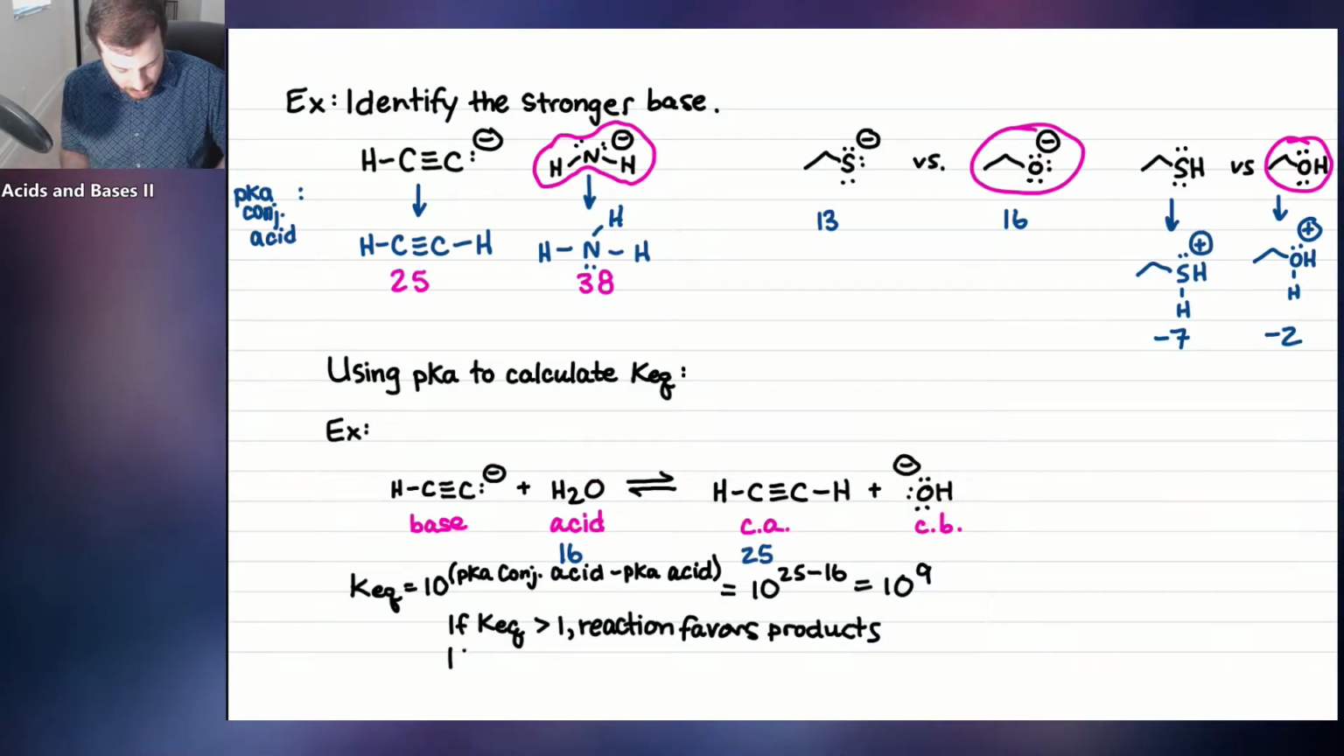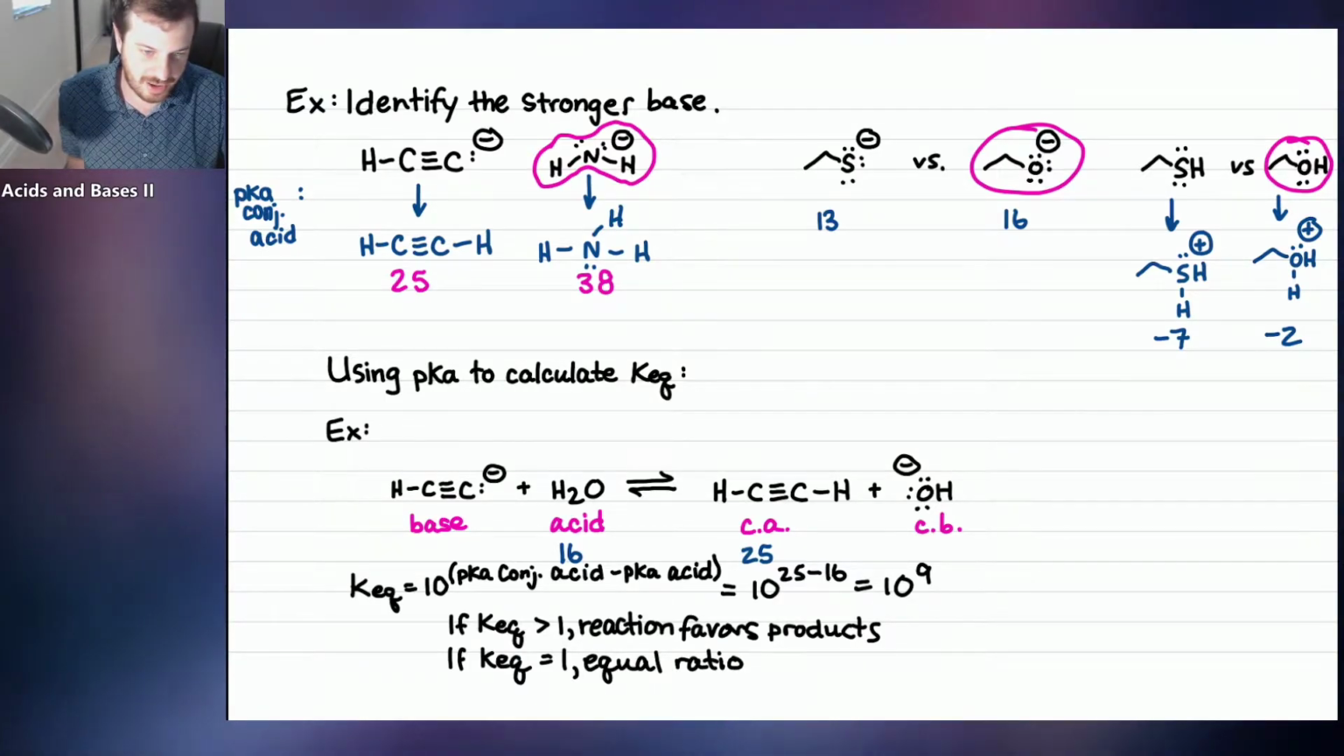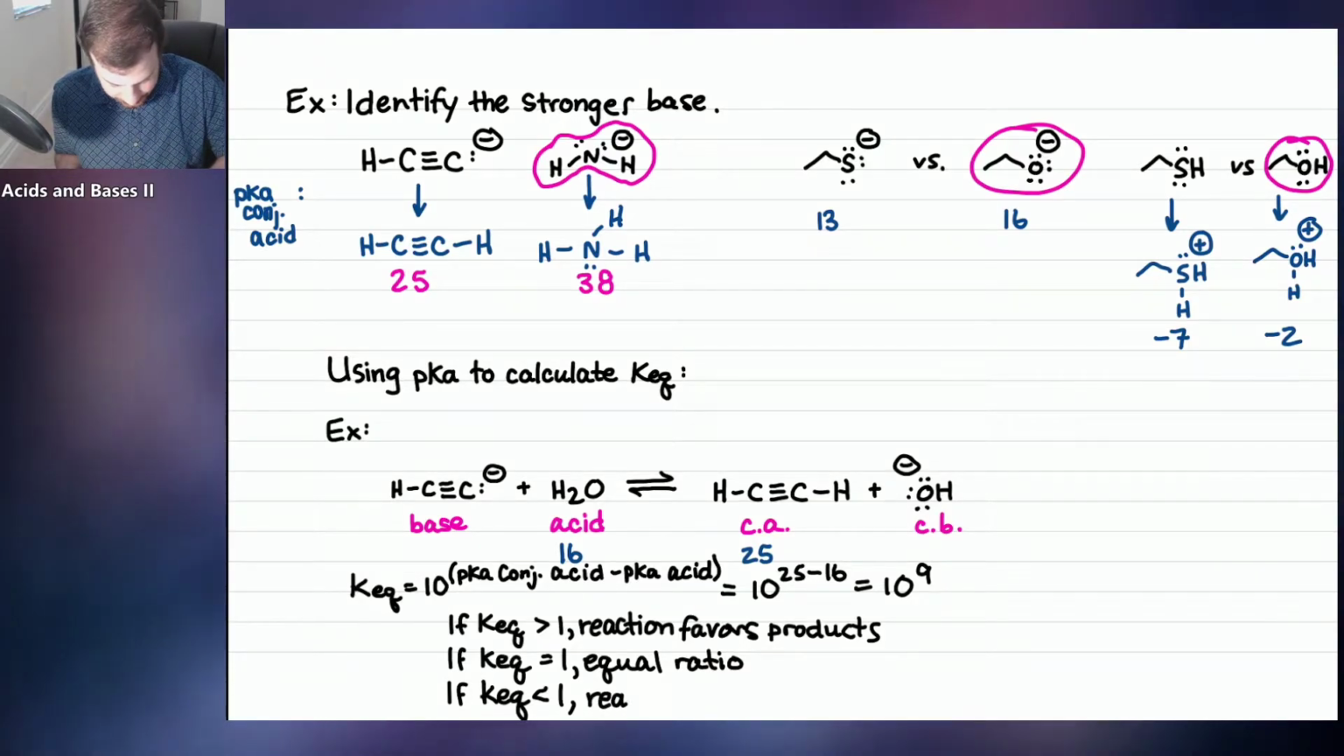Now, if KEQ equals exactly 1, well, that is going to be an equal ratio, meaning that, and this is pretty rare, neither side of the reaction is favored and it will lie 50-50. And then KEQ is never negative, but if KEQ is less than 1, for example, like 10 to the minus 9, then that would mean that the reaction favors starting materials.